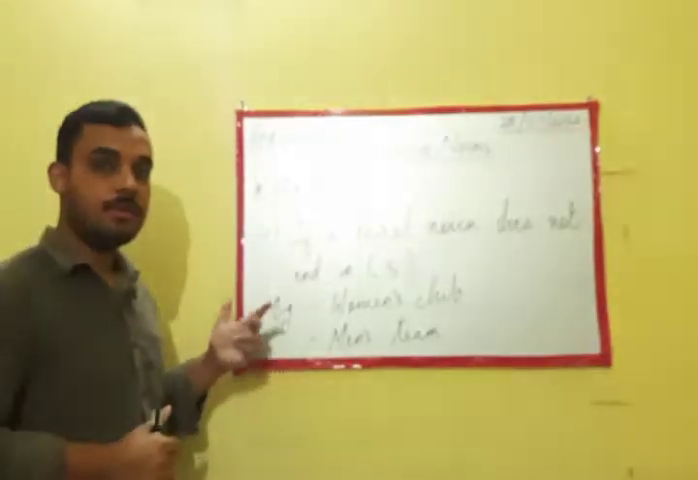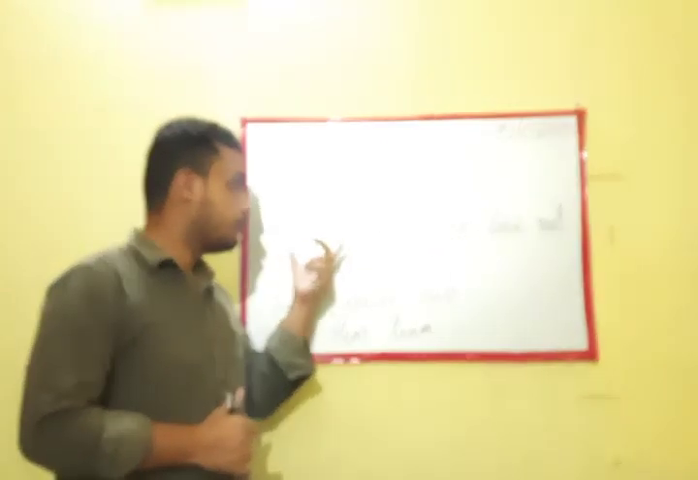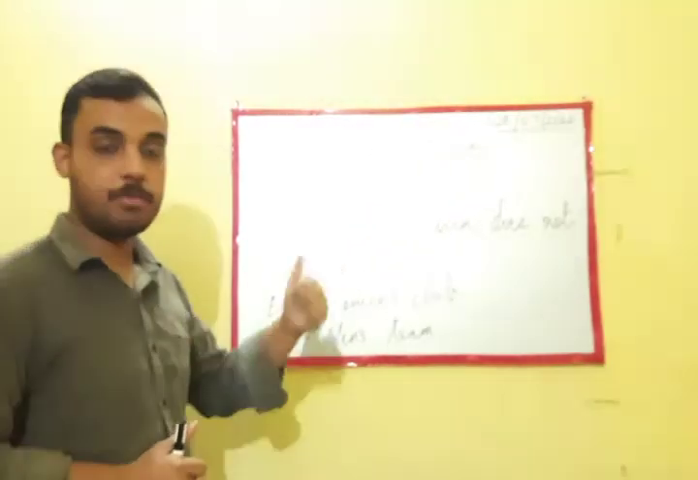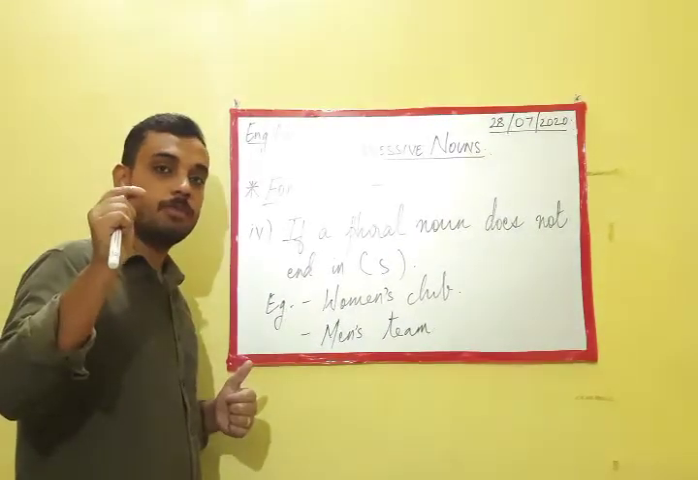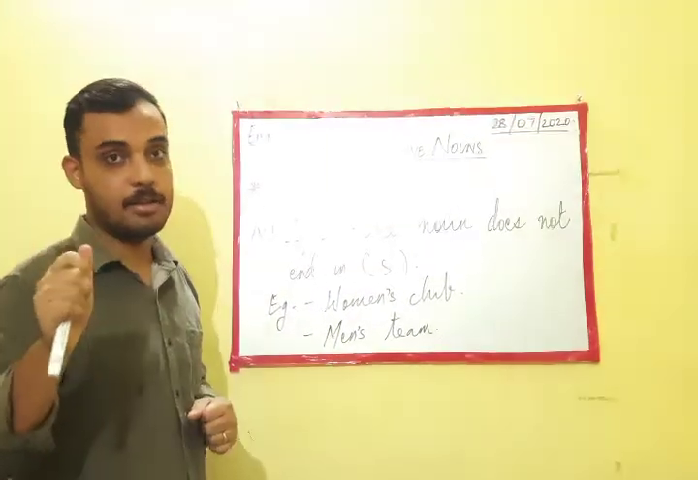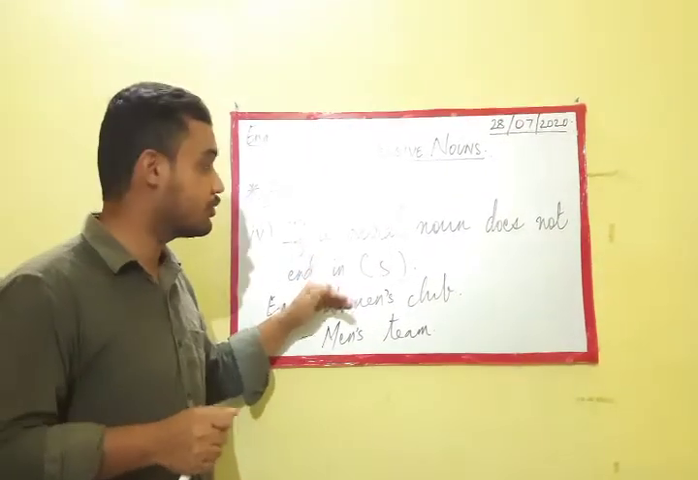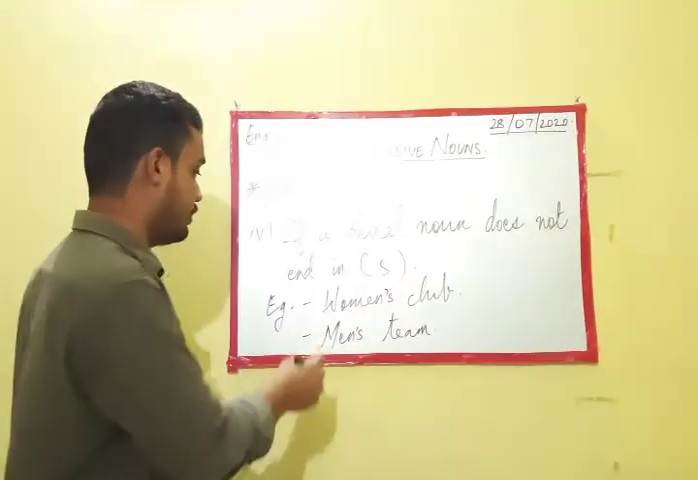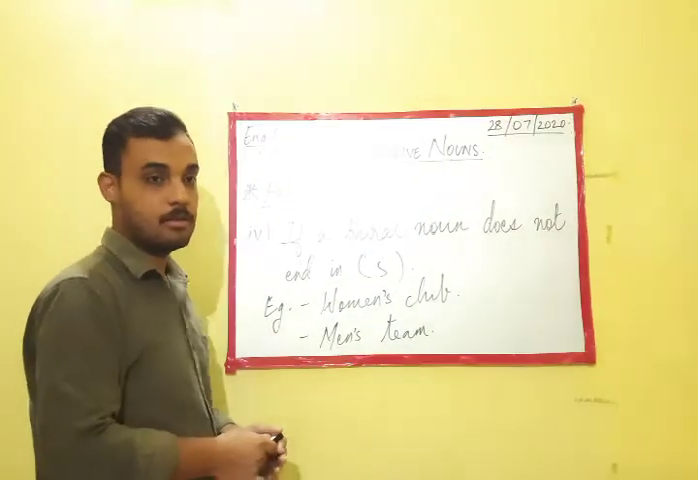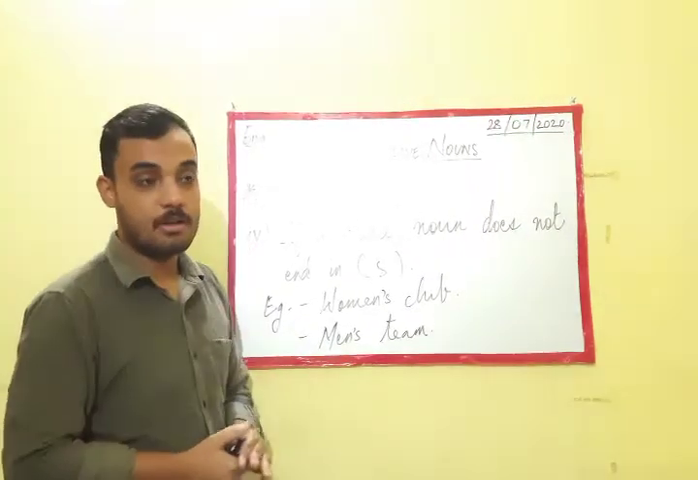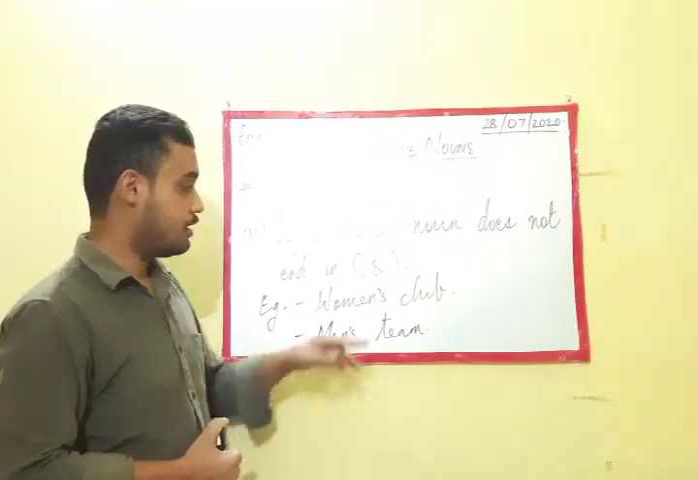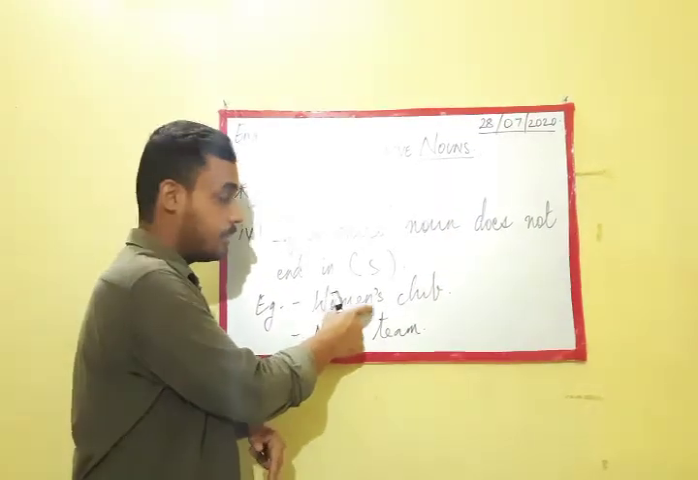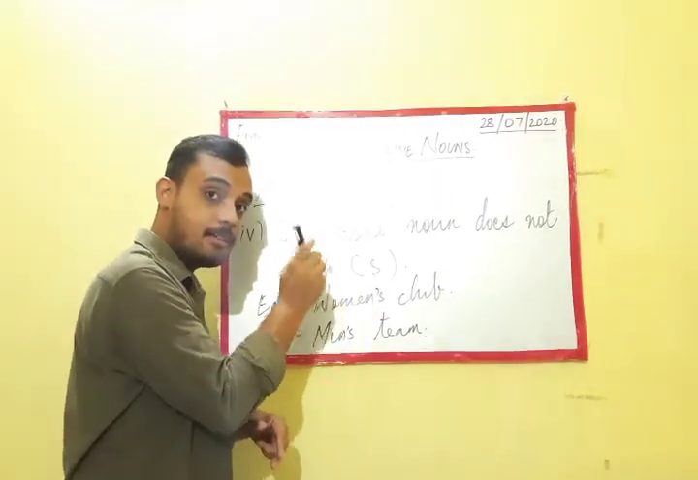Okay. Fourth point: with plural nouns that do not end in S. In the previous point we saw plural nouns that have S at the end. But in this point we are going to see plural nouns that don't have S at the end. Example, women. The singular form of women is woman. Okay? But since it is women, it is a plural noun that does not end with the letter S.